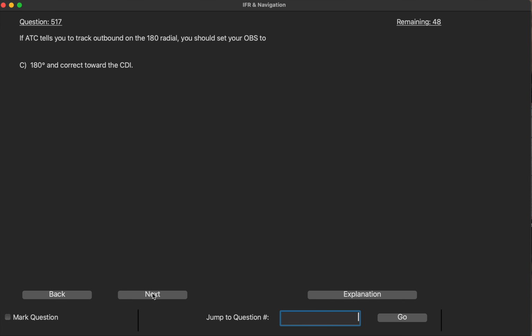If ATC tells you to track outbound on the 180 radial, you should set your OBS to 180 and correct toward the CDI. If you want to track inbound on the 215 radial, you should set the OBS to 035 and correct towards the CDI.